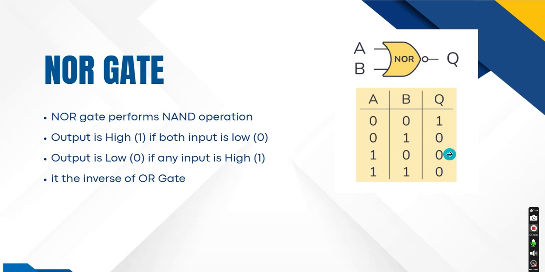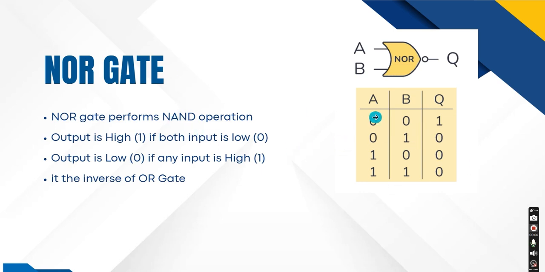B is low, we expect the output to be low. A is low, A is high, B is high, yeah, we expect the output to be high. So this is the truth table of the NOR gates, and the truth table explains the condition very well.